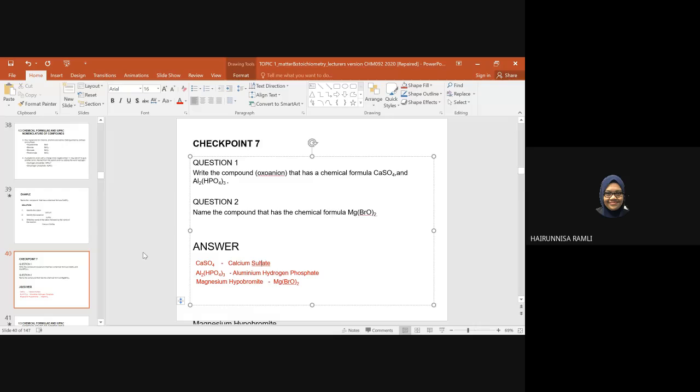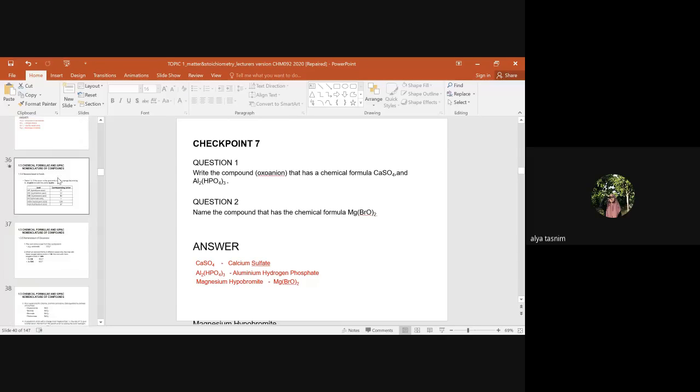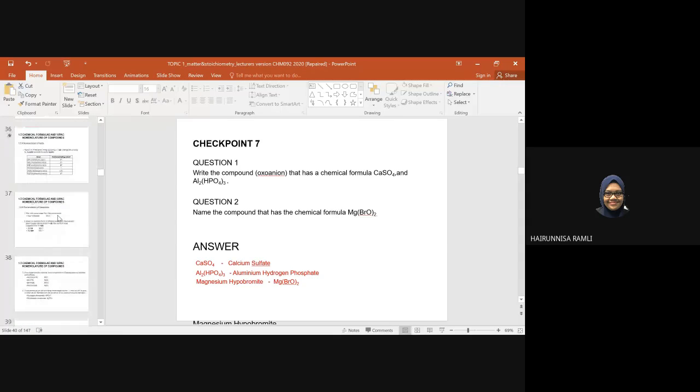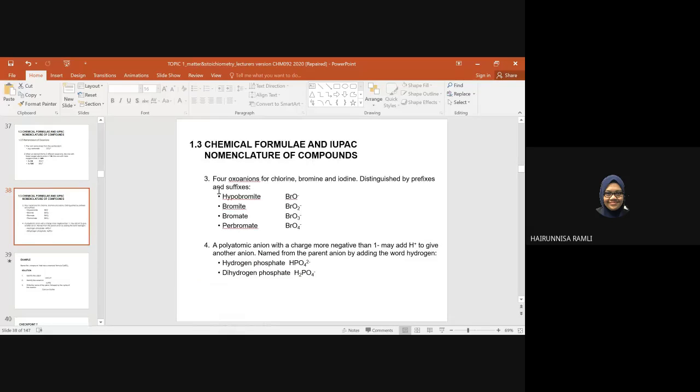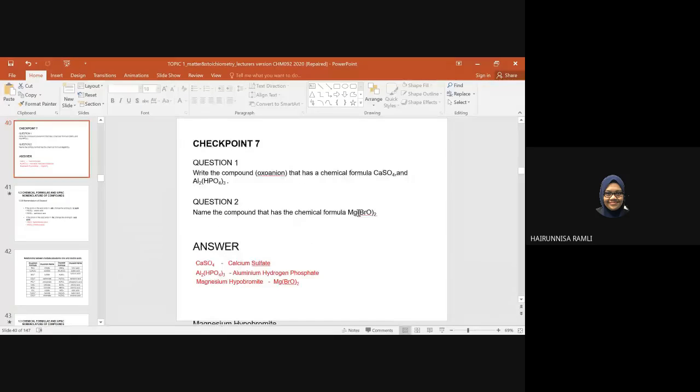Okay, so magnesium, name the compound that has the chemical formula Mg(BrO)2. Dia nak name. Betul ke? Semua dapat ke ni? Magnesium hypobromide. I missed the hypo. Sekejap, mana table tadi? Oh, ni. BrO- is hypobromite. And the charge is -1. Okay? So, you combine with magnesium. Magnesium, so Mg is Mg2+. Magnesium group 2 kan, so dia magnesium hypobromite saja. Okay, boleh eh?